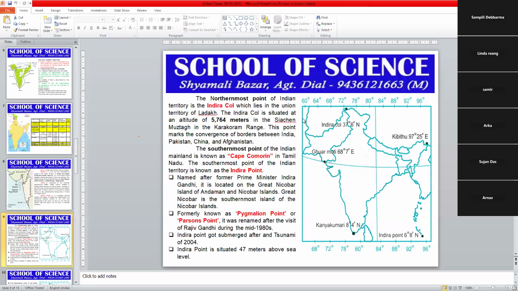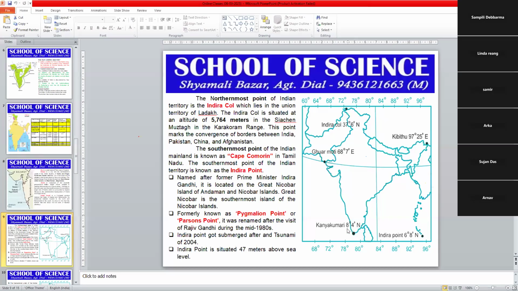The Indira Col is situated at an altitude of 5,764 meters in the Siachen area in the Karakoram range. Which range is the Indira Col in? Karakoram range of the Himalayas. This point marks the convergence of borders between India, Pakistan, China, and Afghanistan. Okay, now this is all about Indira Col.